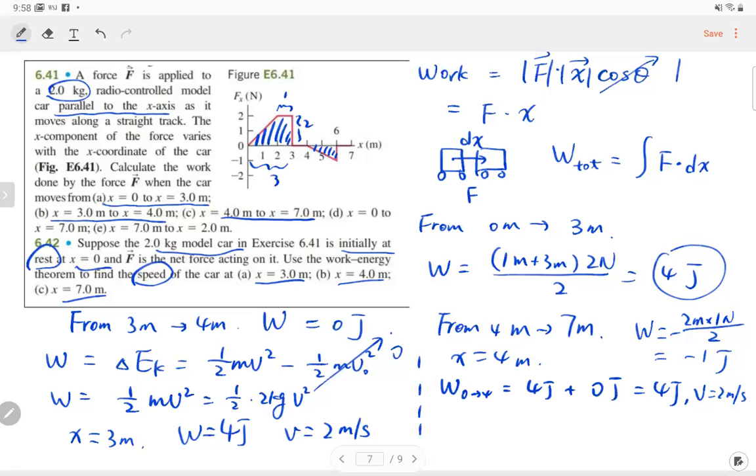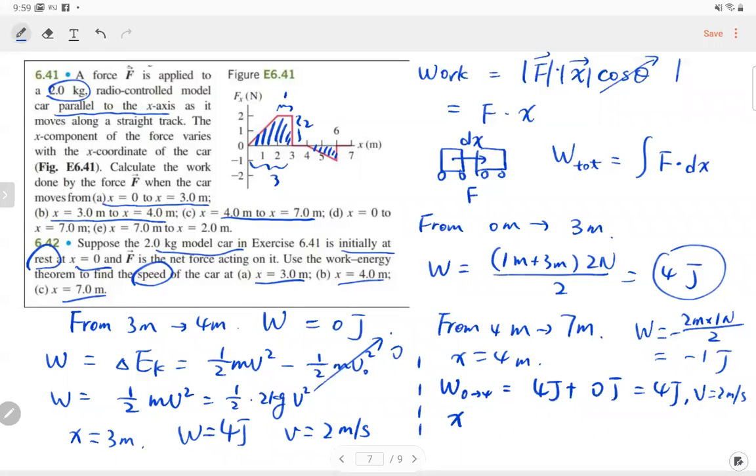And the common mistake is when you calculate the work from 0 to 4, somebody just uses zero. Then they get the velocity zero. It's not true. Because when we talk about the velocity at 4 meters, we need to calculate the total work from 0 to 4. So we need to add all the work from the initial state to the final state.